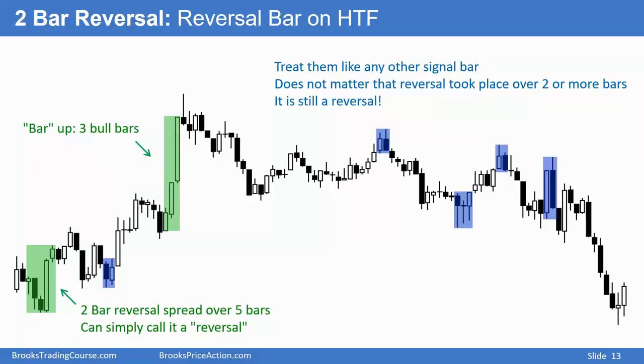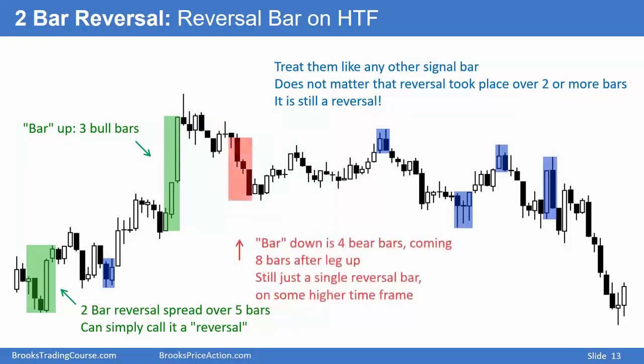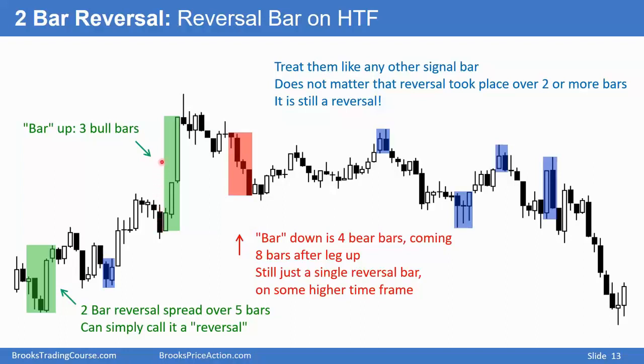3 bars up, a breakout, very strong breakout. On a higher time frame chart, it would be a single bar. It turned out to be a climactic end of the trend, but it would be a single bar on a higher time frame chart. Here we're rallying, but look what took place over here. We reversed. On a higher time frame chart, this would be a single bar.